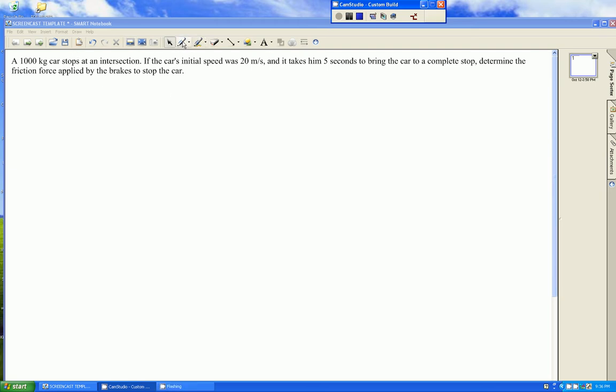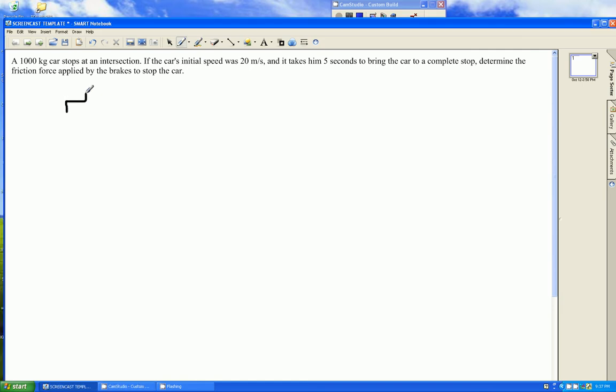As I was reviewing problem set number 5, in particular this question, which concerns a car stopping at an intersection, it became apparent that a number of us were having difficulty with the solution to this particular problem. So let's go over it here. First things first, we'll sketch the situation.